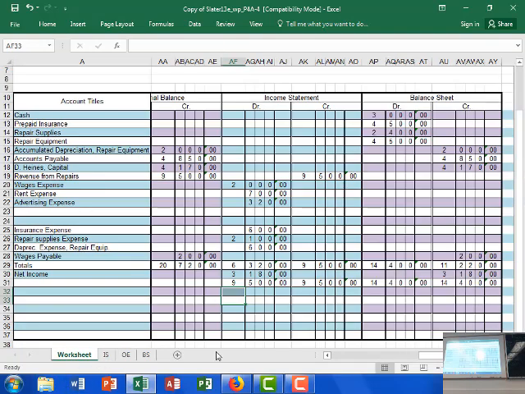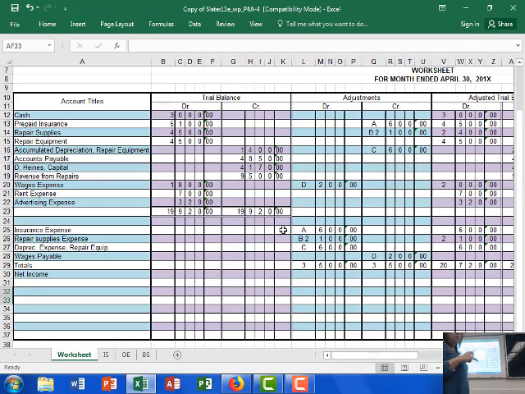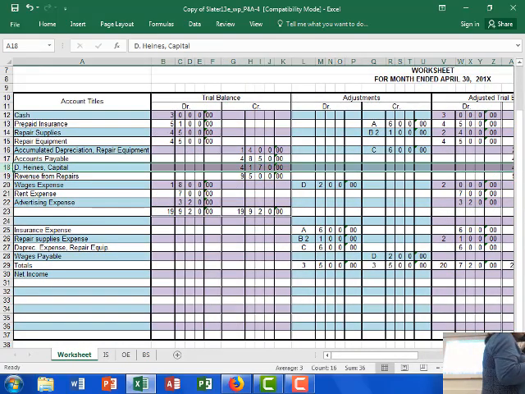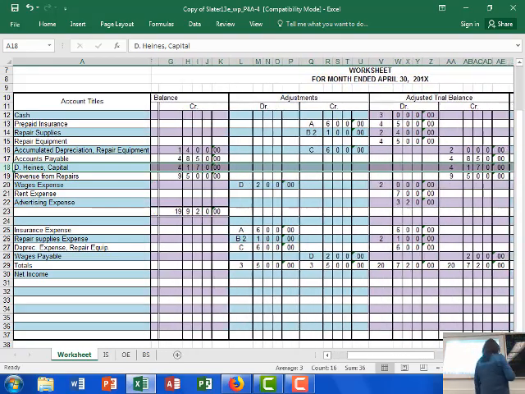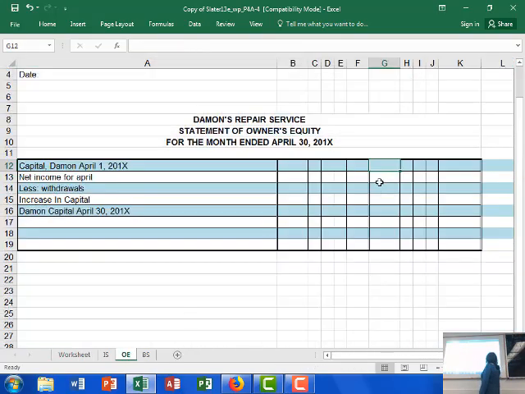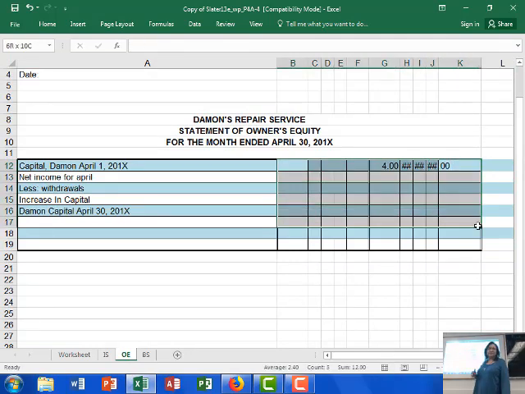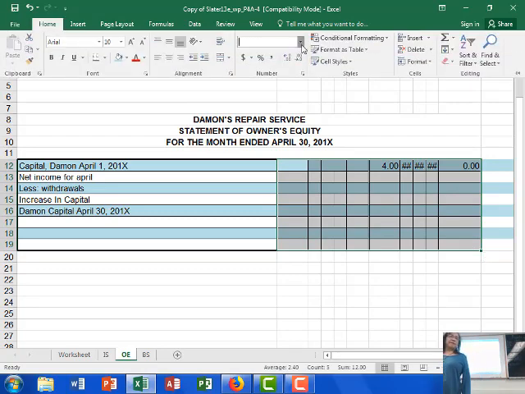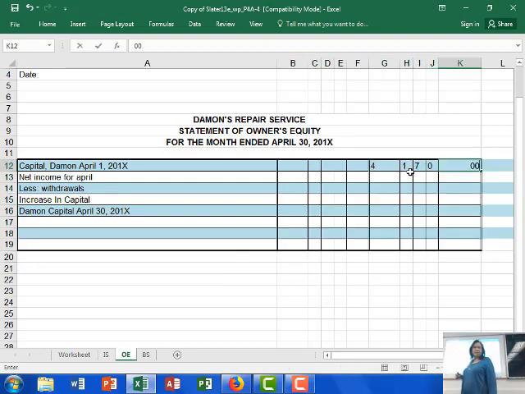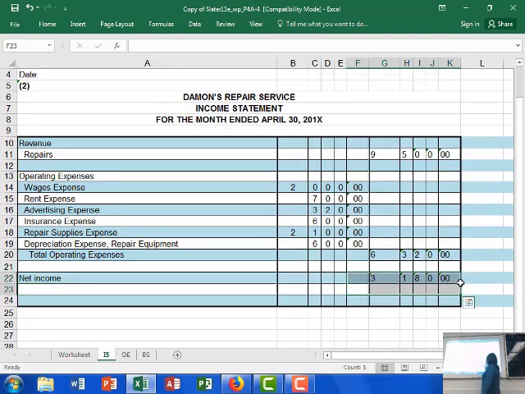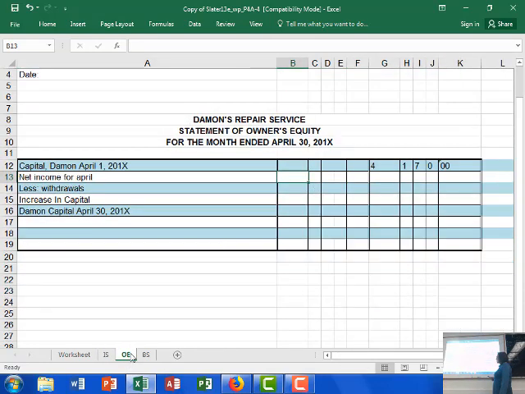And how much was that? Go to the worksheet. 4,170, correct? On that side. Now, how much money did he make? We take that from the income statement. How much did he make? 3,180.